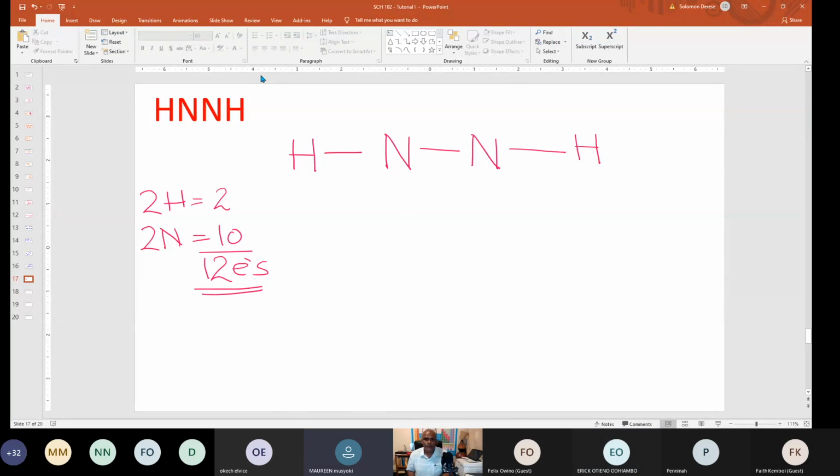Now we use these ones. How many did we use? So we used 3 bonds, which implies 6 electrons, okay? 14, not 12? Why are you saying 14? We have 2 hydrogens and 2 nitrogens. 2 times 1, 2. 2 times 5, 10. 10 plus 2, 12. We have 3 bonds, and 3 bonds are 6 electrons. The balance?